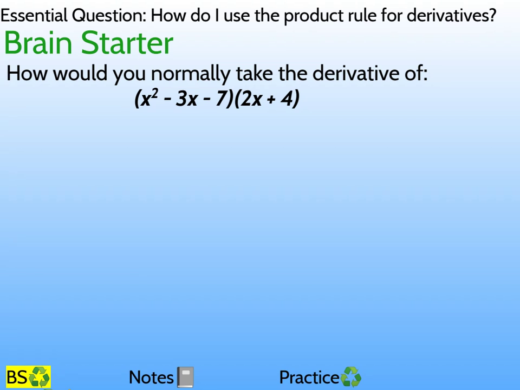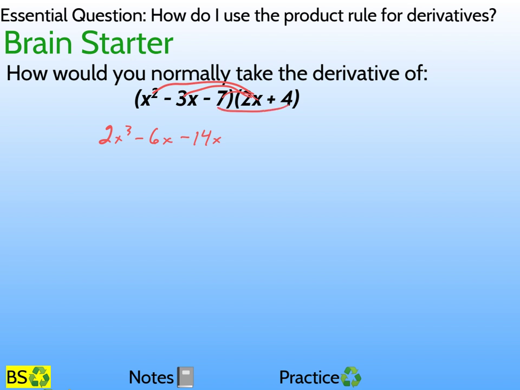This is asking how did you take the derivative of x squared minus 3x minus 7 all times 2x plus 4? Well, the simple way to do it is you would distribute. So you do 2x times all of this, and you get 2x cubed minus 6x squared minus 14x.